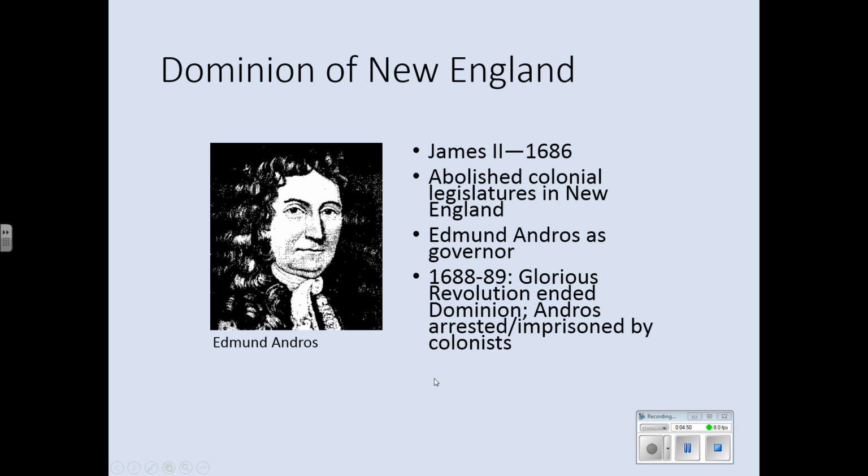So with the Glorious Revolution, James II was thrown off the throne. And then shortly after, Andros, on this side of the Atlantic, was arrested and imprisoned by the colonists because without his king, he didn't have a whole lot of power.